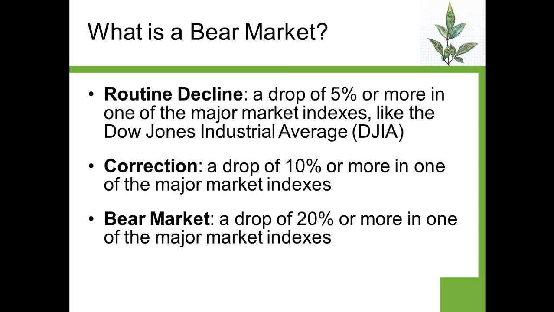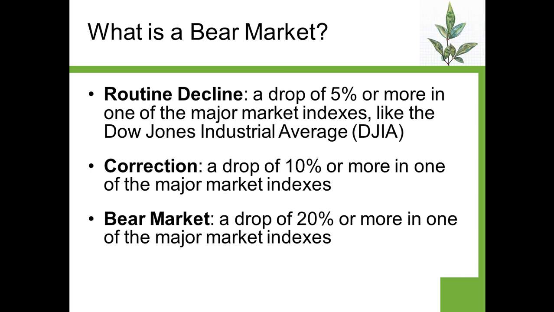The second type of decline is correction decline. A drop of 10% or more in one of the major market indexes. It means that there is a 10% decline in the Dow Jones Industrial Average. So this type of decline will be corrected by the organization. Organization, or for example the Dow Jones Industrial Average, will try to correct this type of decline. The third decline is a drop of 20% or more in a major market.